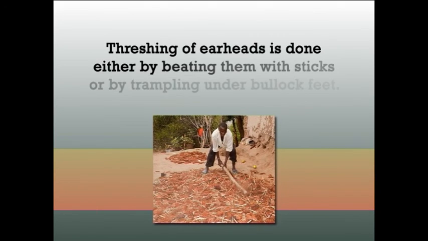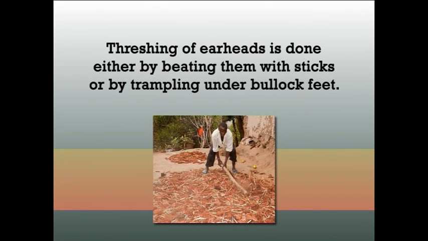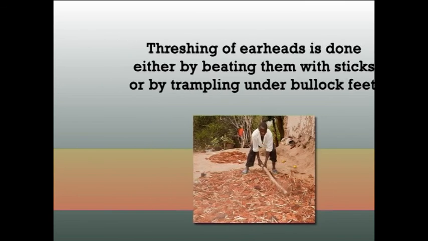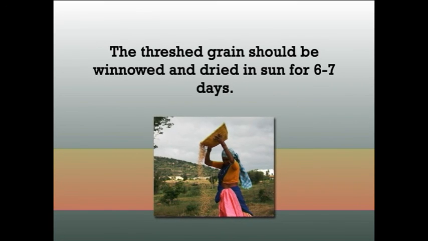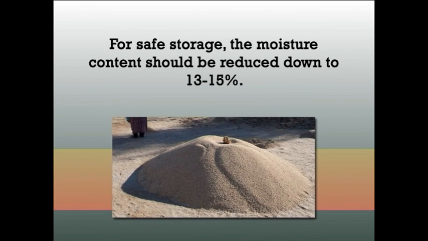Threshing of earheads is done either by beating them with sticks or by trampling under bullock feet. Threshing may also be done with the help of threshers. The threshed grain should be winnowed and dried in the sun for 6 to 7 days. For safe storage, the moisture content should be reduced down to 13 to 15%.